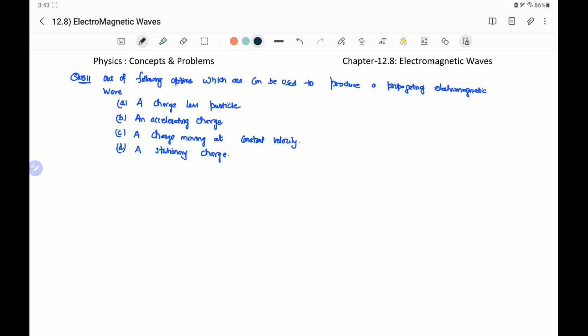Next question: out of the following options, which one can be used to produce a propagating electromagnetic wave? Options are a chargeless particle, an accelerating charge, a charge moving at constant velocity, and a stationary charge. We have already discussed that a stationary charge can produce only an electric field, while a charge moving with constant velocity can produce both electric field and magnetic field. And the accelerating charge can produce electric field, magnetic field and electromagnetic waves. While the chargeless particle cannot create an electric field, magnetic field or electromagnetic wave. So option B is the correct option.